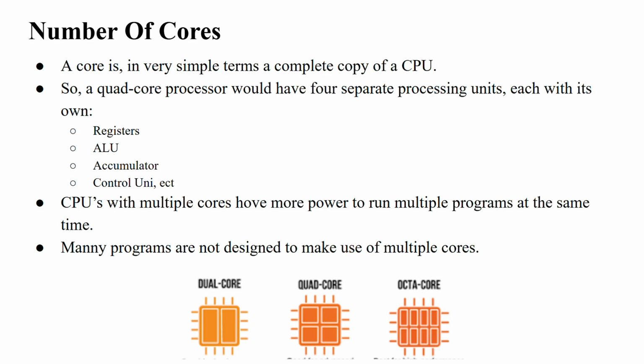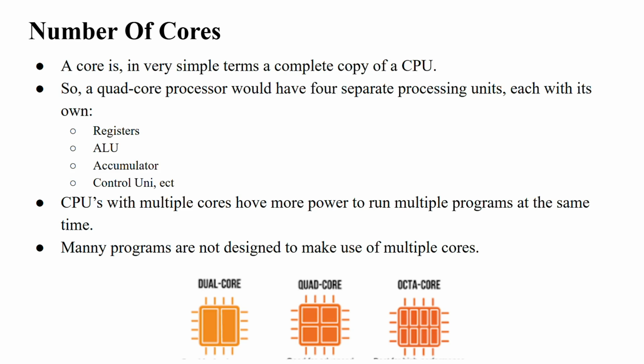In simple terms, a core is a copy of the CPU. So a quad-core processor would have 4 separate processing units, each with its own registers, arithmetic logic unit, accumulator, control unit, etc. They're basically mini CPUs, and they all work together in that sense. With CPUs with more cores, we'll have more power to run multiple programs at the same time, but not always. The more cores, the more powerful it is, because certain things don't allow for multiple core use, etc.